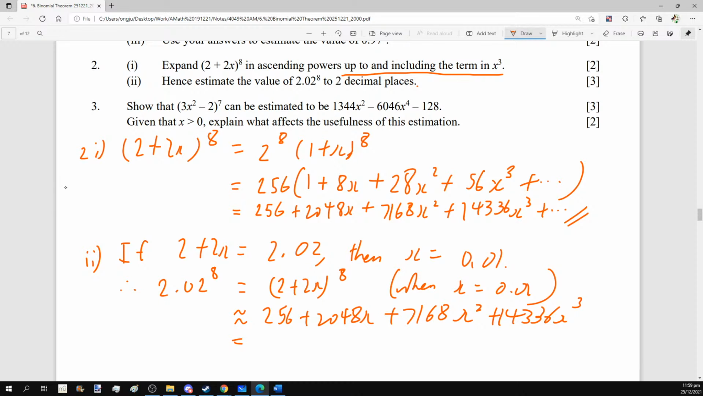From here, of course, you will be using your calculator all the way. So 256 plus 2048 times 0.01 plus 7168 times 0.01 square plus 14336 times 0.01 cube. Feed this whole thing into our calculator and you should get 277.211136. And the question wants 2 decimal places, so we will have 277.21 to 2 decimal places, and we are done. Honestly, not very enlightening, but on the bright side, it's also not very difficult.